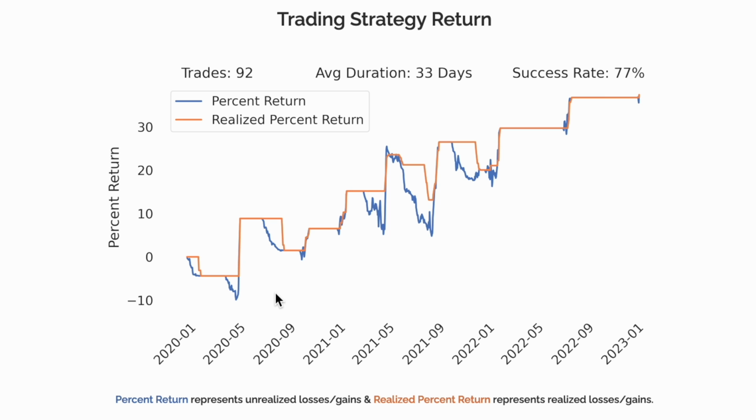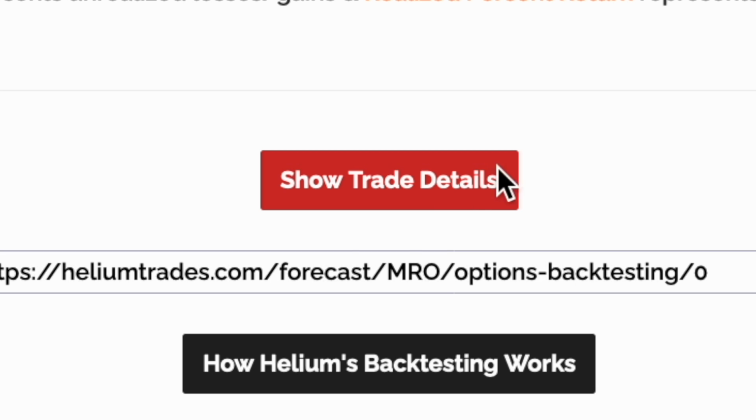One thing to be aware of is that since the number of kinks in the orange line, or realized return, is relatively small, this means that the real sample size is probably a lot less than 92. Helium opens a trade every day that the strategy criteria is met. Helium's models are always trying to bridge the gap between high return and high robustness, or performance over long time periods. Let's look deeper into this strategy.